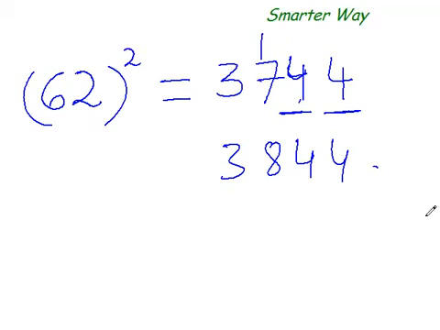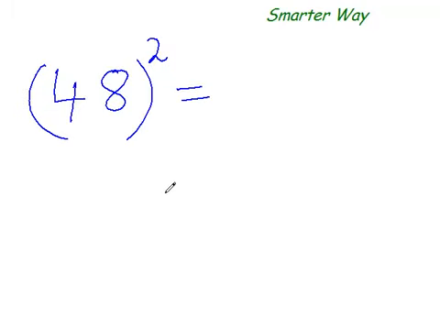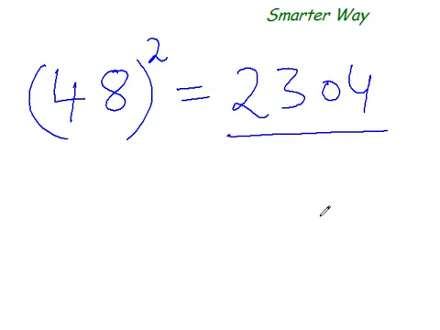Just the same technique with slight modification. Let's see. So what is the square of 48? Now as you can see that 48 is 2 less than 50. So instead of adding that 2 to 25, just subtract it. 25 minus 2 is 23 and square of 2 is 4. So put 04 here. That's your answer.